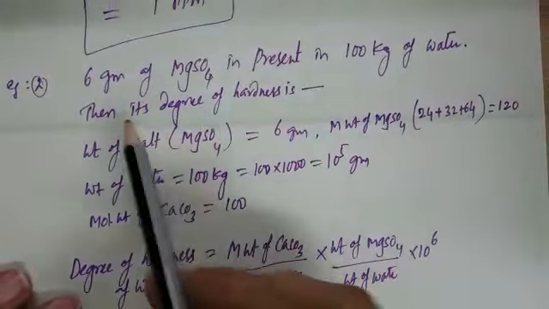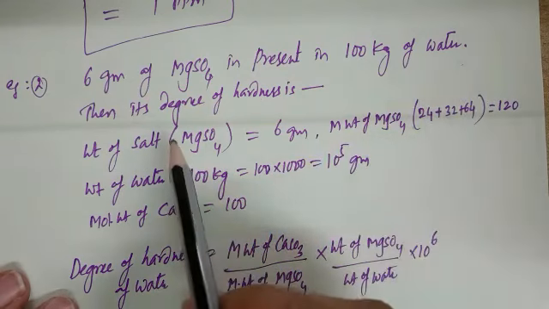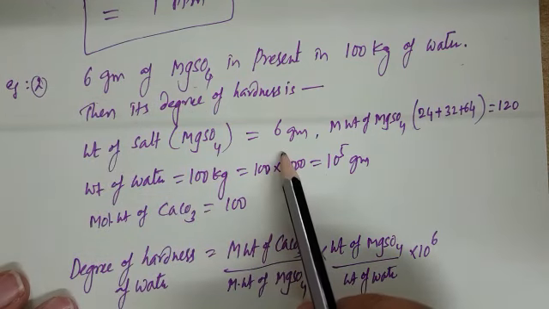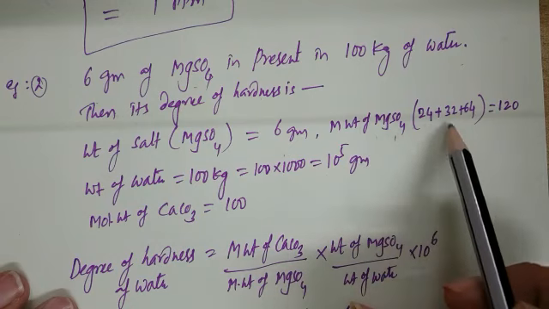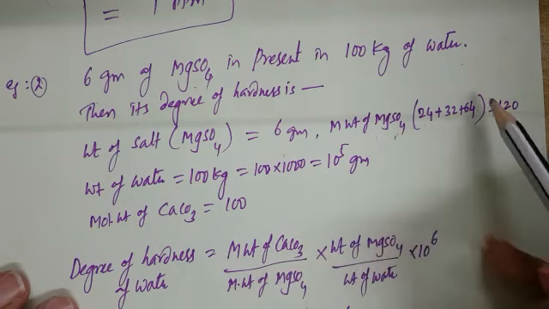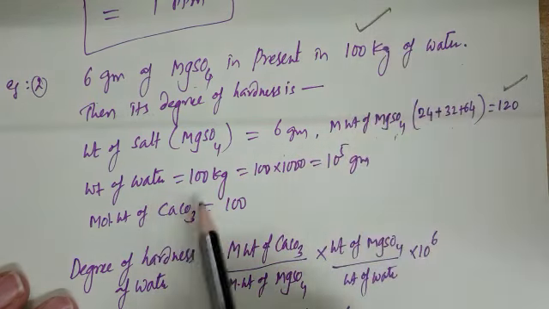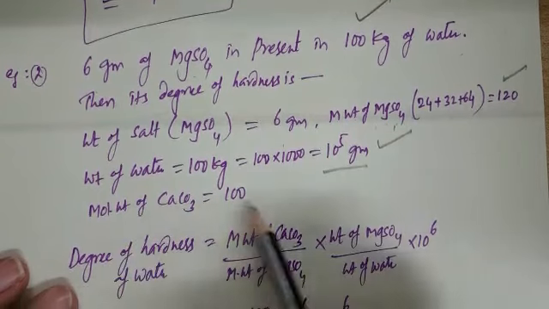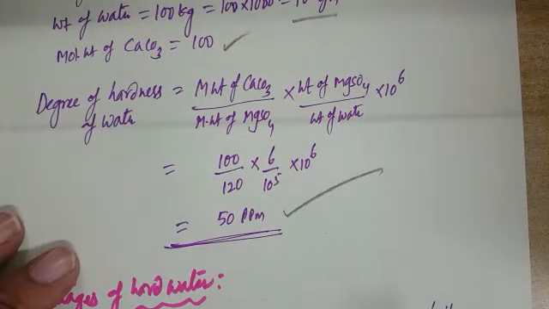And similarly, one more problem. 6 grams of magnesium sulfate is present in 100 kg of water. So what is the salt here? Magnesium sulfate. What is the weight of the salt? 6 grams. What is the molecular weight of MgSO4? Magnesium 24, sulfur 32, oxygen 16, 4 oxygens there, 64, total 120. What is the weight of water here? 100 kg. 1 kg means 1000 grams, so 100 kg equals what? 10 to the power of 5 grams. And the molecular weight of CaCO3 everyone knows. So substitute all the values, you will get the answer.